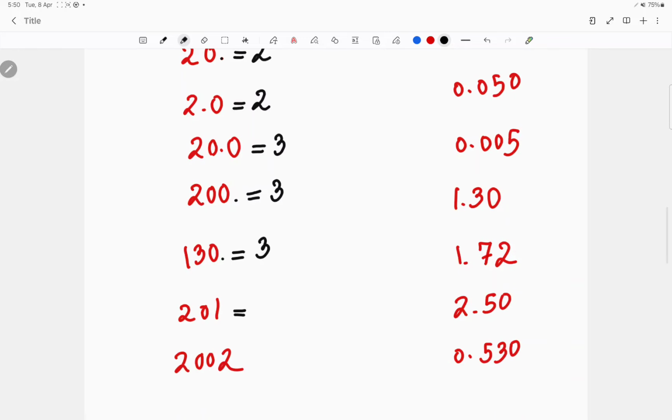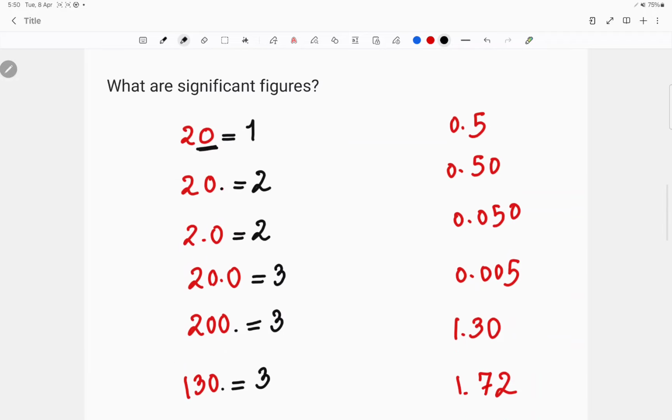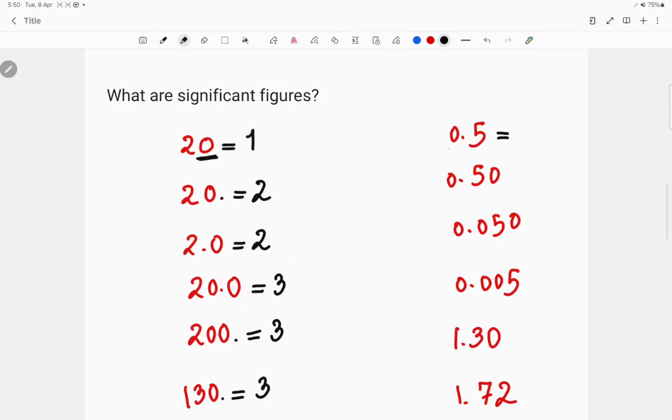The 0 in the middle of a whole number does count as a sig fig. So in this case, we have 3 sig figs. Here we have 4 sig figs. How about a decimal number? The 0 on the left of the point does not count. So here we just have 1 sig fig. The 0 on the left does not count, but the 0 on the right counts. Here we have 2 sig figs.